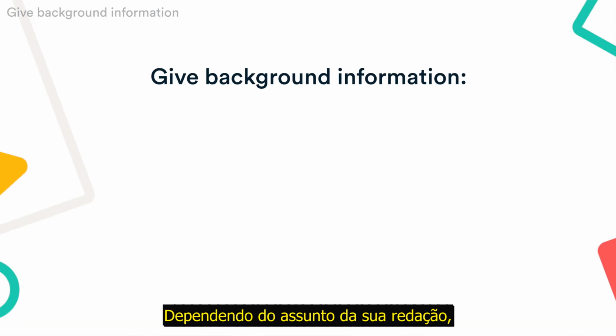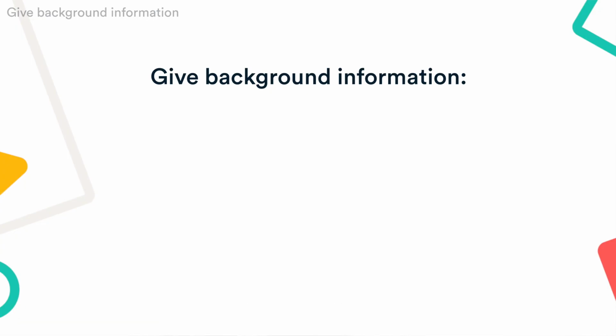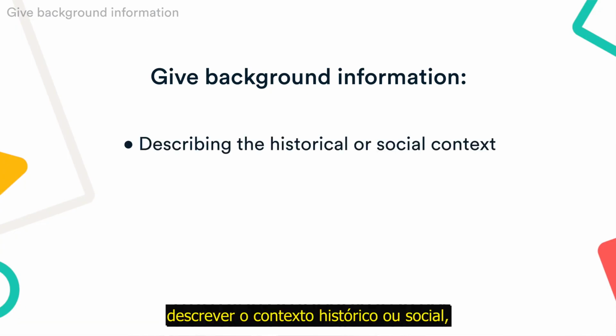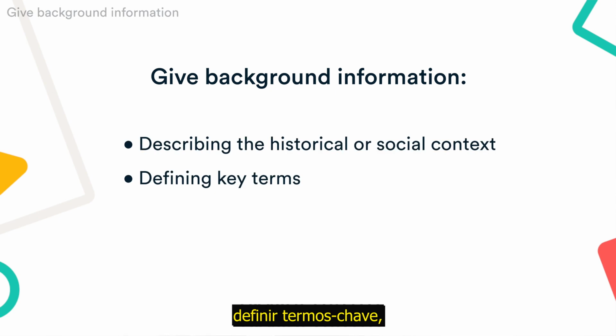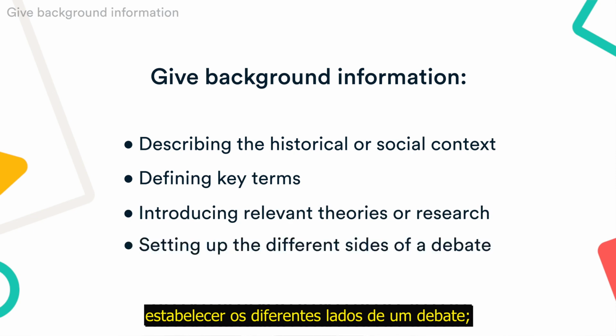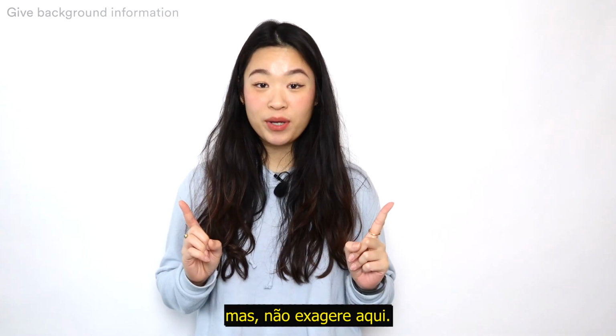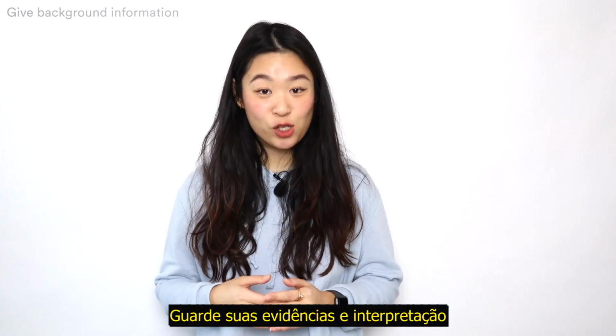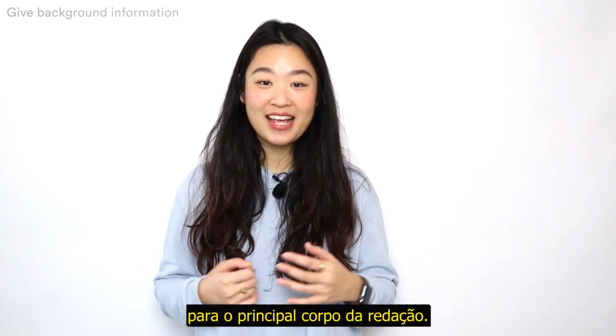Depending on the subject of your essay, this might include describing the historical or social context, defining key terms, introducing relevant theories or research, setting up the different sides of a debate. But don't overdo it here. Save your evidence and interpretation for the main body of the essay.